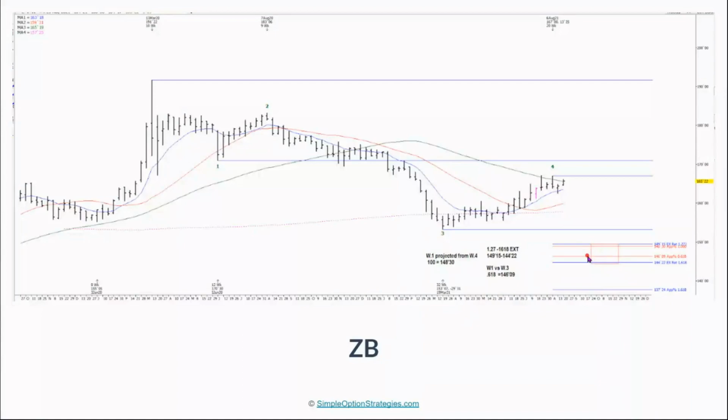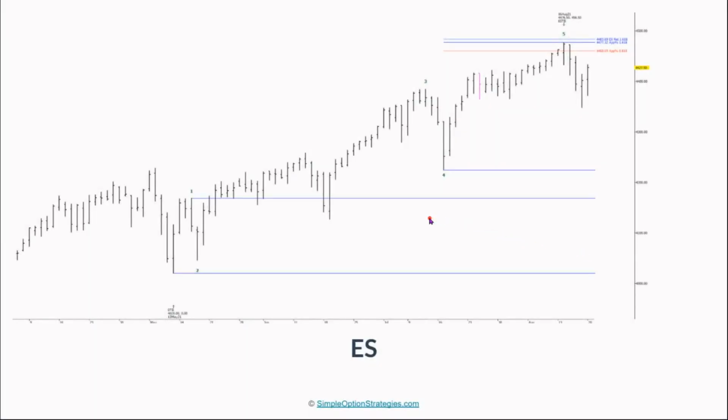Okay, let's take a look at ES. So this is from the May low right here. And this is the chart we use a lot when we do our morning briefs. So we've got 1, 2, 3, 4, 5. So why do I think this is 5 waves up? And remember, when we have 5 waves up, what should we get next? A 3-wave correction.